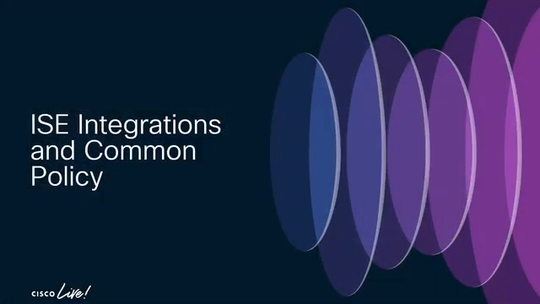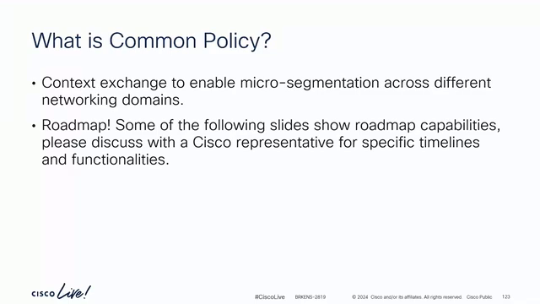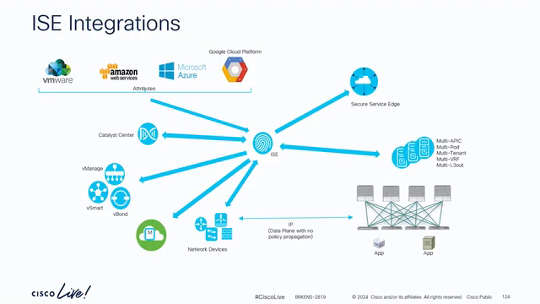ICE has obviously been central to most of the discussion here. You may have heard the language of common policy at Cisco Live. If you haven't, I'll introduce it now, but if you have, this is what it is. Common policy is roadmap, so you can't turn it on today, mostly. There are some corner cases. Common policy is roadmap, but what is it really? It is context exchange to enable microsegmentation across different networking domains.